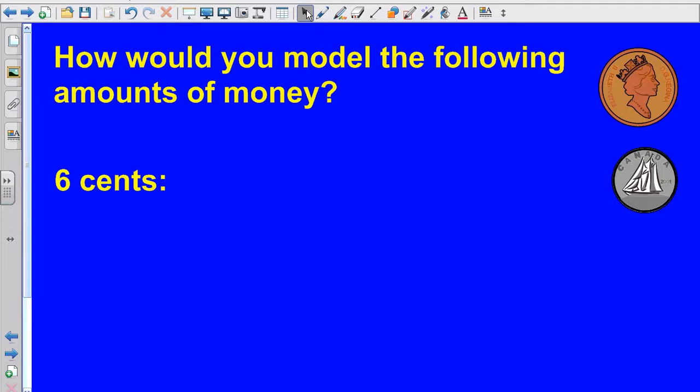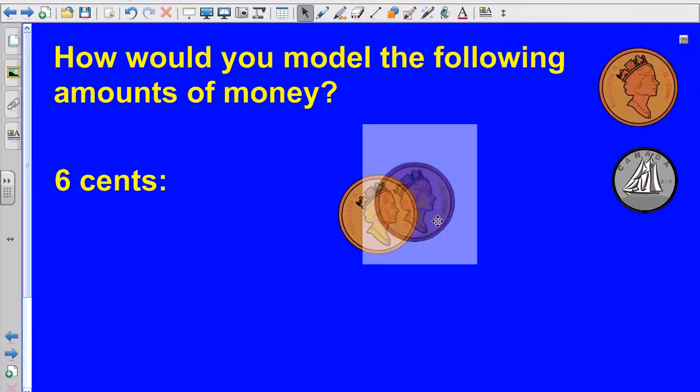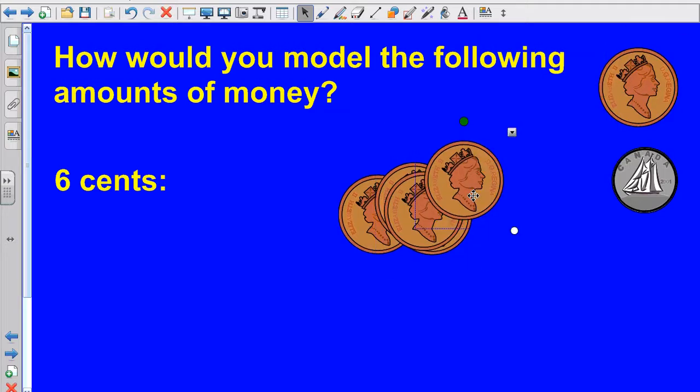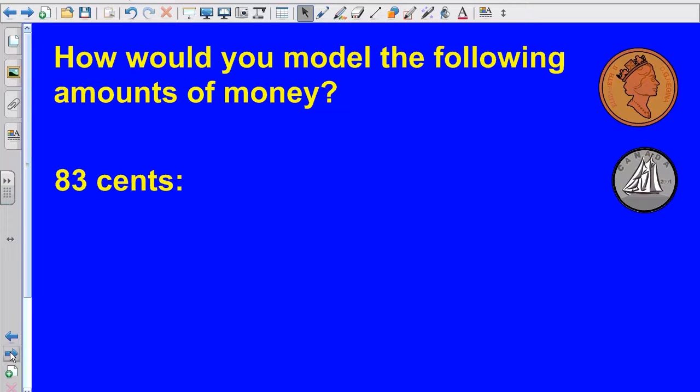All right, we need 6 cents. 2, 3, 4, 5, 6. He made a pile of money here. Did he get enough? Yes, he did. All right, let's go to the next one. What about 83 cents?